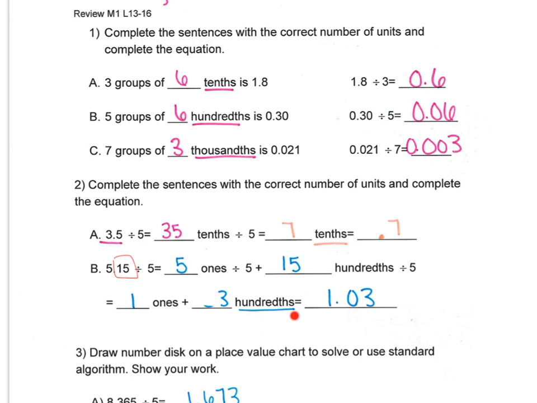Make sure you read this place value. It tells you exactly where they want it. They don't want the 3 in the 0 spot. That would be tenths. They want it in the hundredths spot, so that's why it's in the second spot.